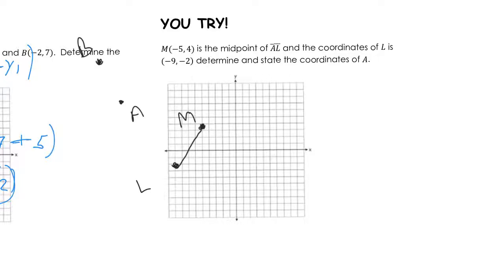So this is where reading is really important because M is the midpoint of AL. So that's the middle. The coordinates of L are at -9, 2. M is at -5, 4. Determine and state the coordinate of A. So I need the other endpoint.